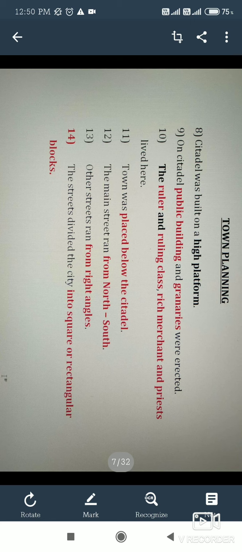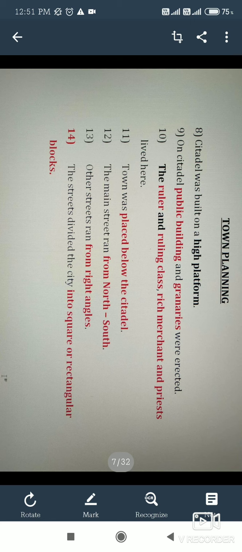Now, point number 11. The town was placed below the citadel. Below the citadel, you will find a lot of villages and houses constructed. The main street ran from north to south. Other streets ran at right angles. The streets divided the city into square or rectangular blocks.